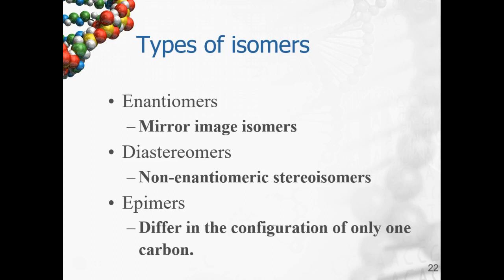So I'm going to take a minute right now to discuss the different kinds of isomers. You know from organic chemistry that enantiomers are mirror image isomers, so we just have spent some time drawing structures there. Diastereomers are non-enantiomeric stereoisomers, and you're probably familiar with that because of organic chemistry too. But you probably haven't heard of epimers. Epimers differ in the configuration of only one carbon.